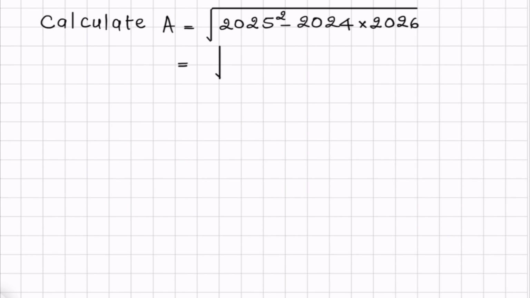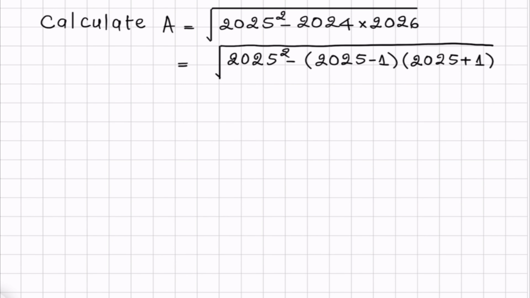So now I have 2025 squared, so just write it down again. And 2024 we can convert to 2025 minus 1, and then 2026 can be written as 2025 plus 1.